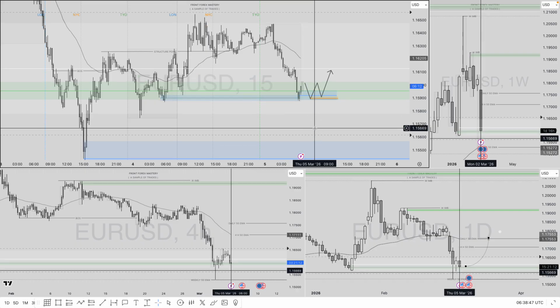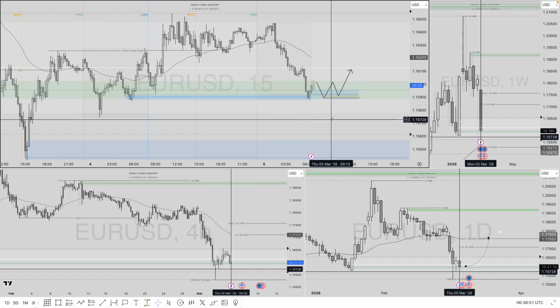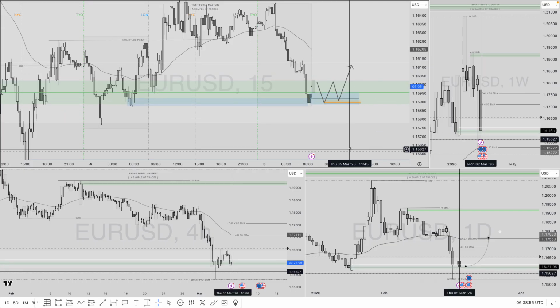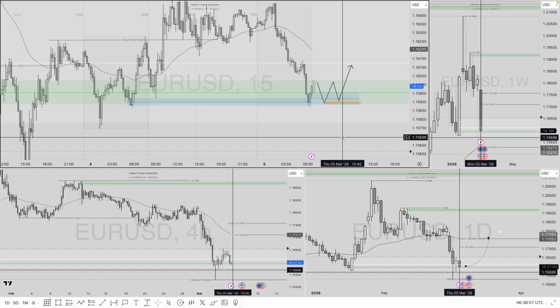Let's hope and see if this candle closes with a bullish engulfing. Allow me to keep this order block here, and I'll be looking to take that long position once I have my confirmation when price returns.